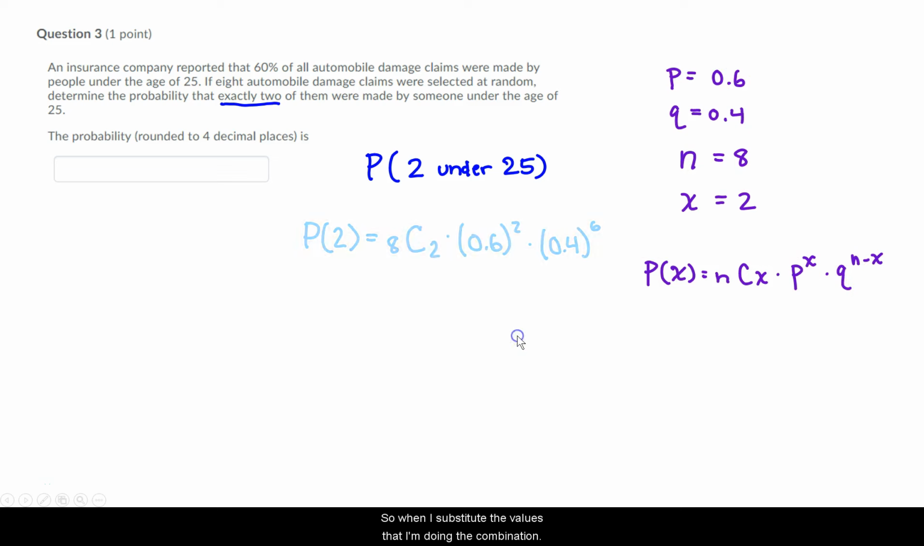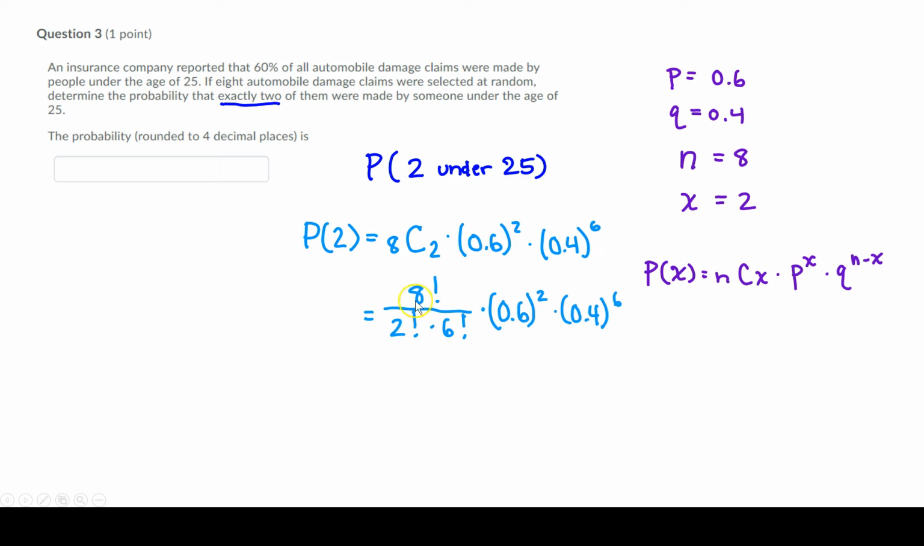So when I substitute those values in, I'm doing the combination of getting 2 out of 8 times 0.6 squared times 0.4 to the 6th power. And I work out the formula for the combination, although a lot of calculators can probably handle that. And you end up with 0.0413. So about a 4.13% chance. We're just looking for probability, so 0.0413 is the answer here.